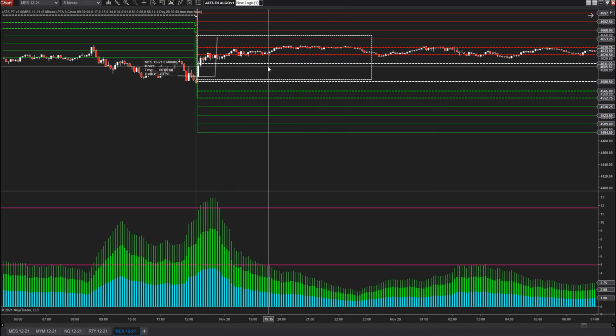So get the picture of that bell curve in your mind and visualize that if we were in the middle of the range, it's going to go. Let me get this box out of here.